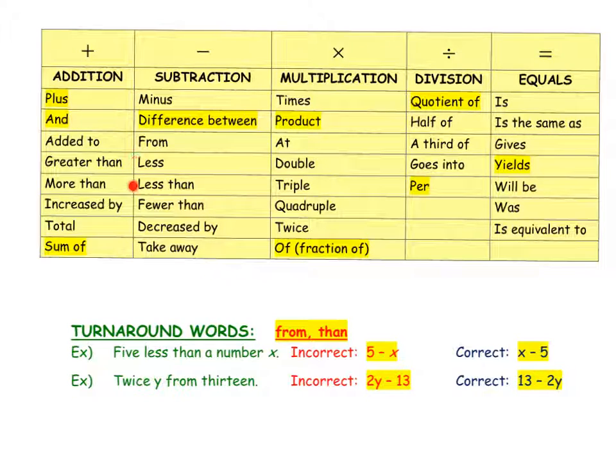Subtraction, here are the subtraction words. Here are the multiplication words: twice, quadruple, triple, and so on. Here are division words. Notice the word per and quotient of. And then an equal sign. Here are common words used for the equal sign.